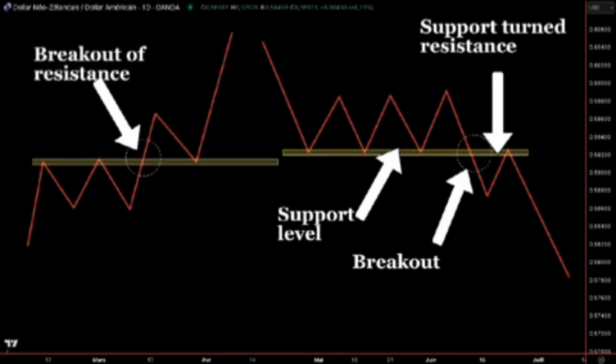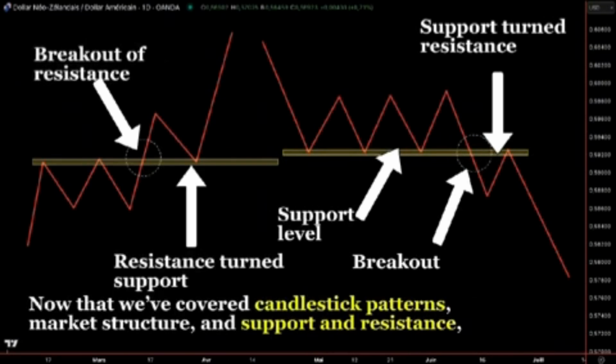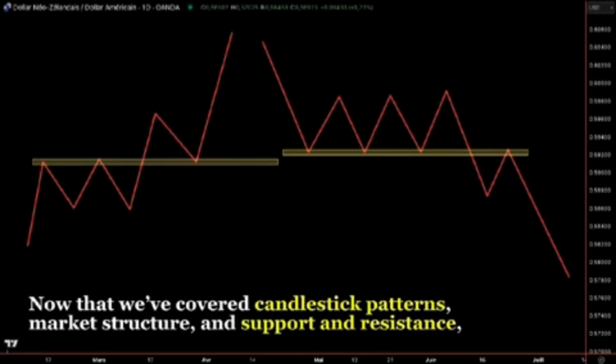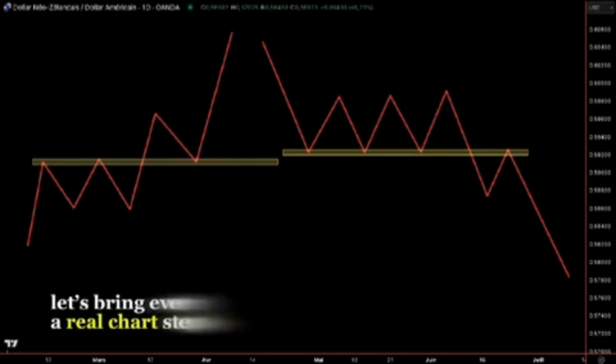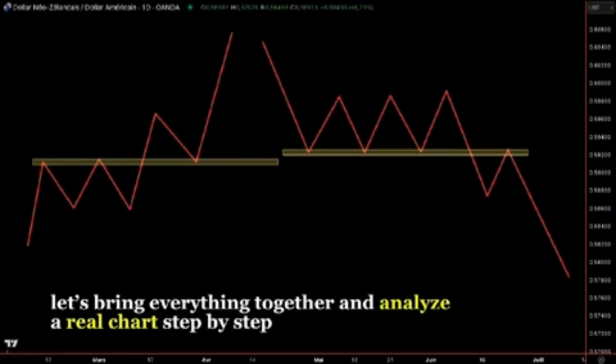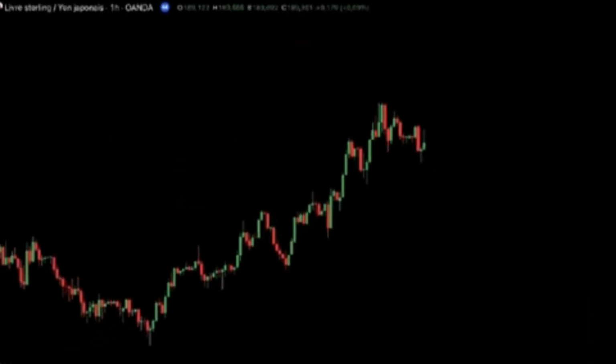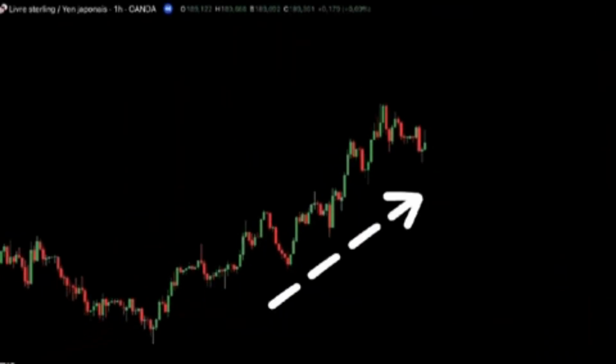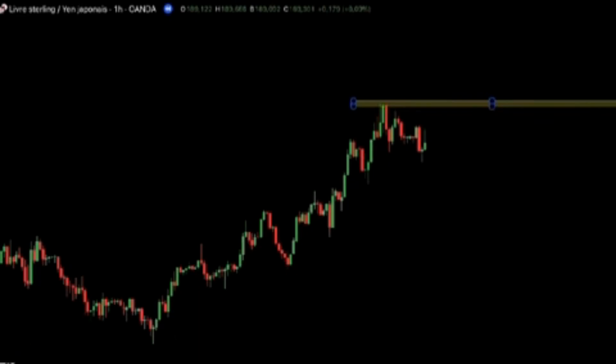The market is clearly trending up, forming a pattern of higher highs and higher lows, which tells us that buyers are in control. As price moves higher, it eventually hits a resistance level where it struggles to break through. But once it finally does, that same resistance level flips into support when price comes back down for a retest. At this new support level, we see a doji candlestick forming.